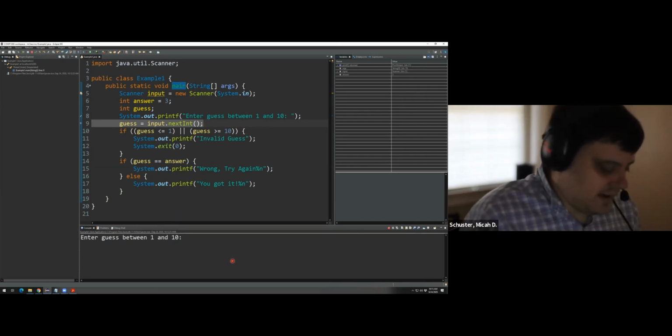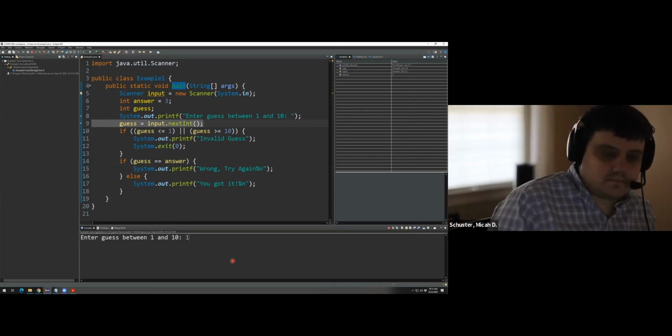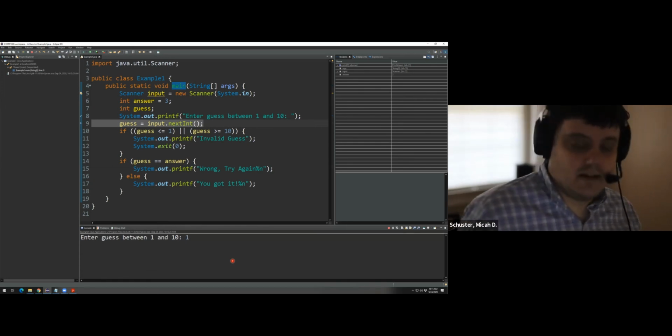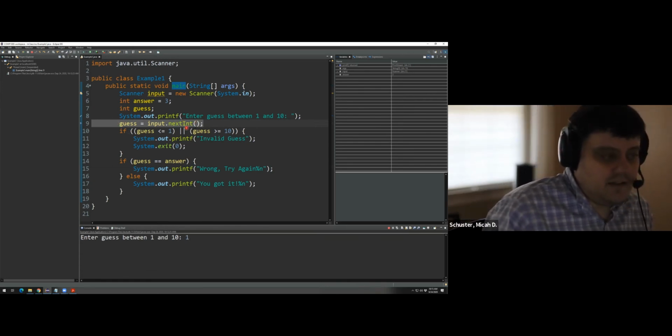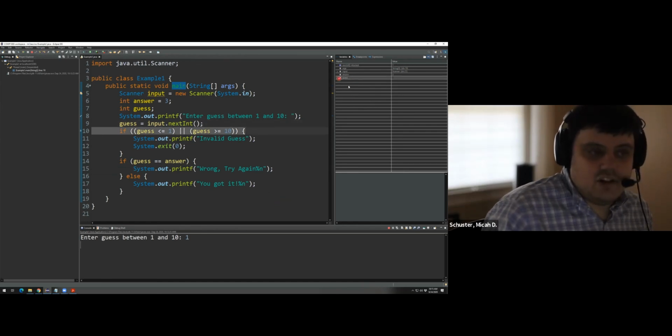So I can just type in, let's say I type in 1. I press enter, nothing happens because we're still waiting to run the line to read it in. So now I press step over again. Now guess showed up in the variable section with a value of 1.